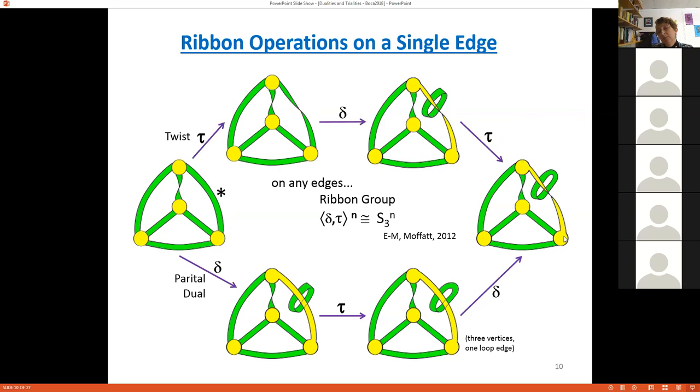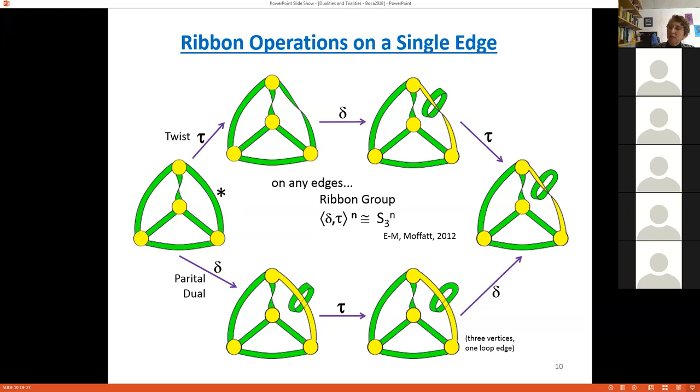There it is. Or you can go in the other direction. You can first dual, then you take the twist of that. See this little bit right here that came out? So we gave a half twist to that edge. And then if you dual again, you end up here. So action in S3, right? Twist, dual, twist is the same as dual, twist, dual. And that's the full orbit for that one edge in that graph.